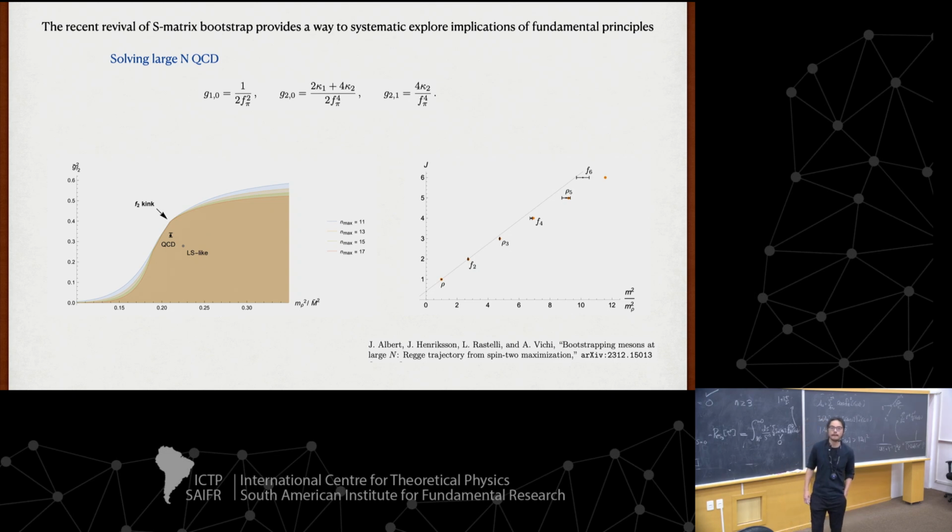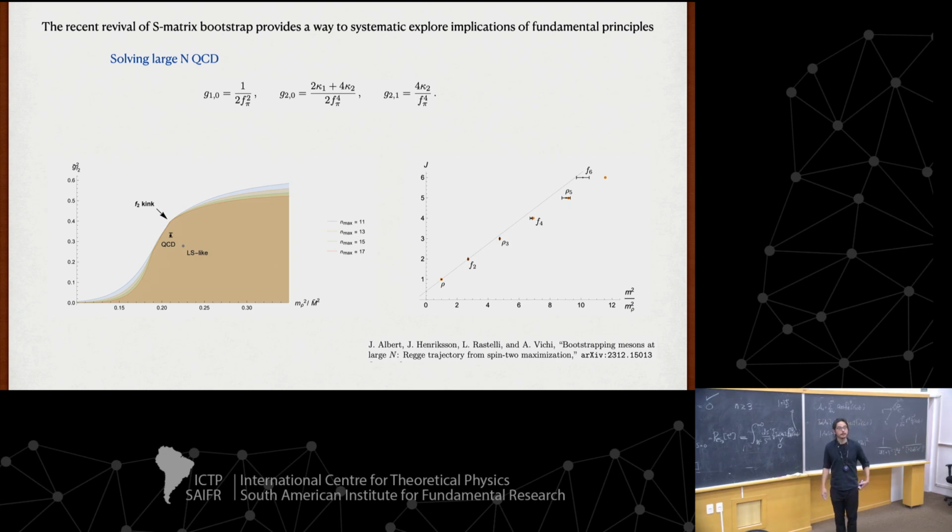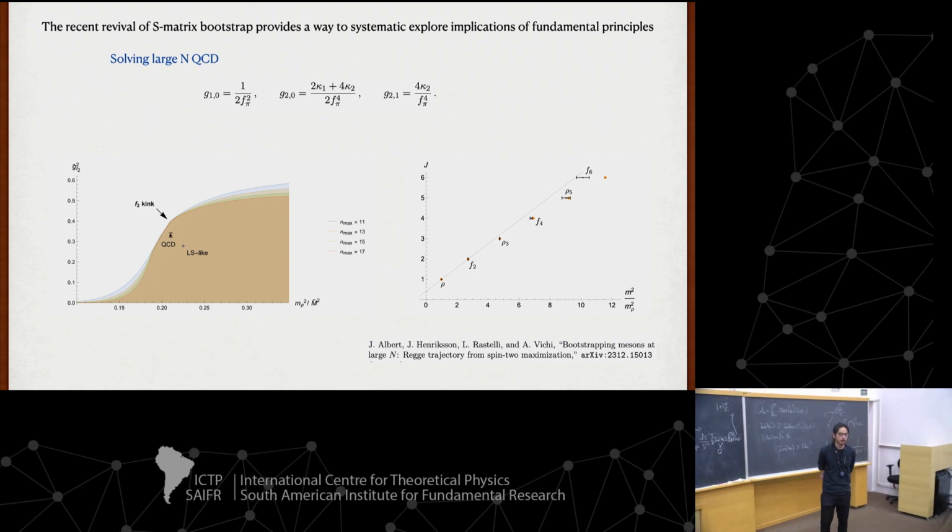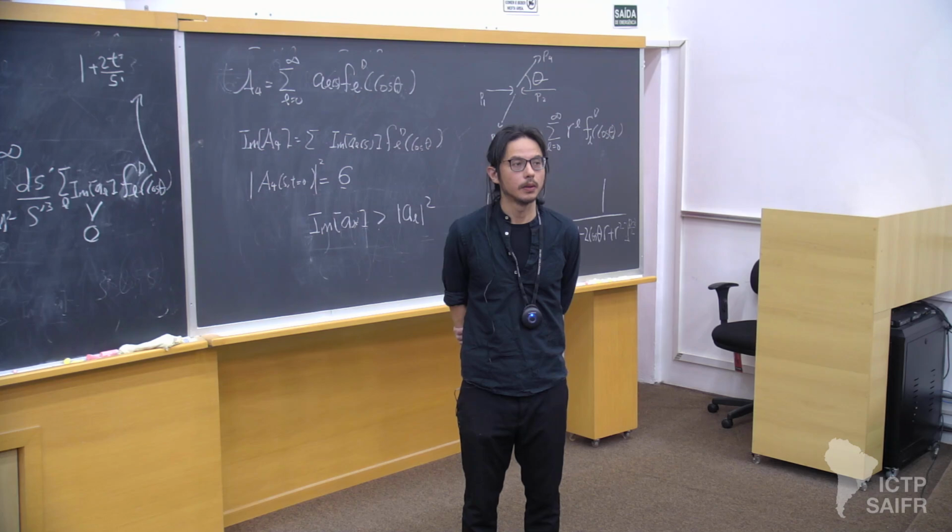Okay, we have time for questions. Considering these positivity constraints that you can impose on the UV theories, are there any UV theories that you have ruled out with this formalism?